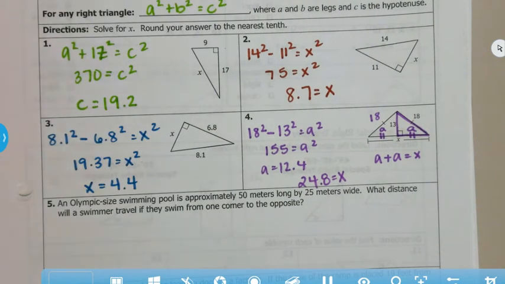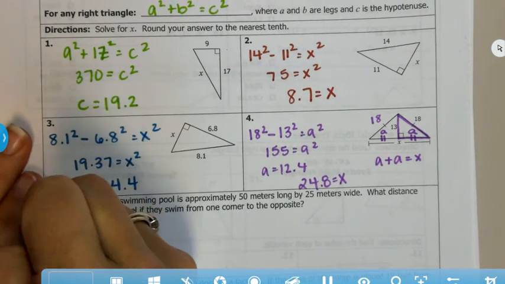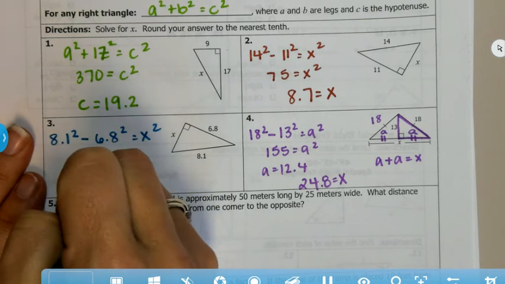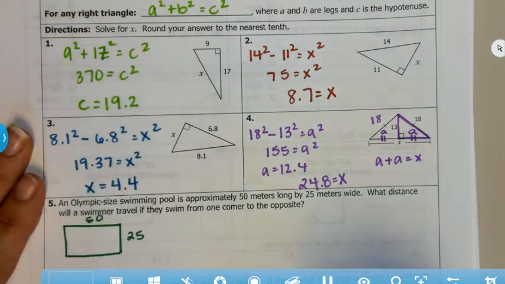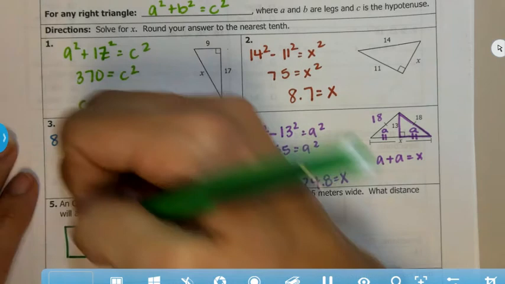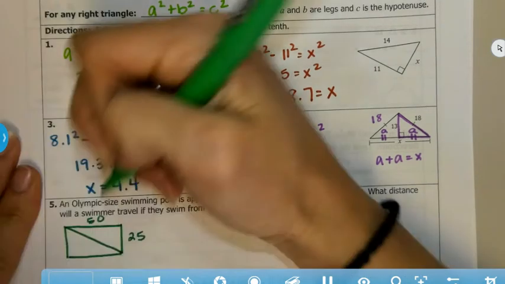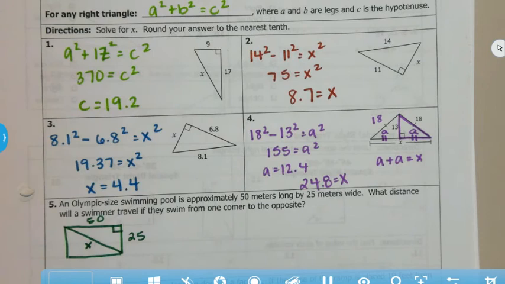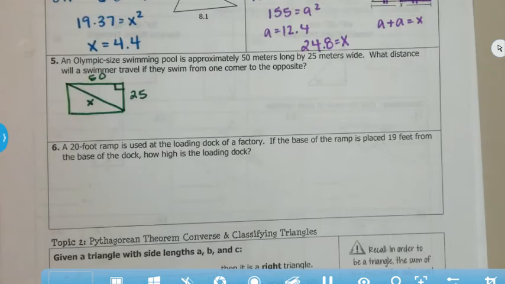All right, moving on to number 5. An Olympic-sized swimming pool is approximately 50 meters long by 25 meters wide. All right, so that's a rectangular swimming pool, 50 meters long, 25 meters wide. What distance will a swimmer travel if they travel from one corner to the opposite? So it's looking for the diagonal here. So we'll call that x. Go ahead and use your right triangle knowledge and figure out what x is now.